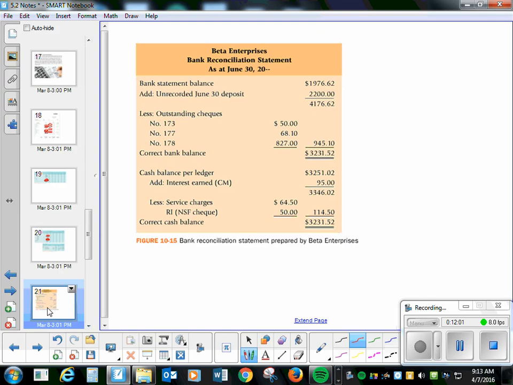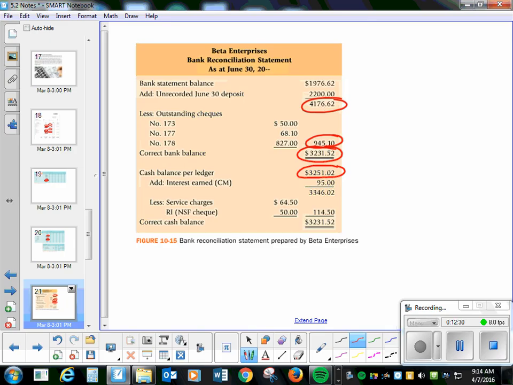Okay, and then you make your bank reconciliation. The bank statement says that you have 1976.62, but you have that unrecorded deposit of 2,200. Then you have your outstanding checks for a total of 945.10, and so your current bank balance would be 3,231.52. Now cash balance per your ledger says this.